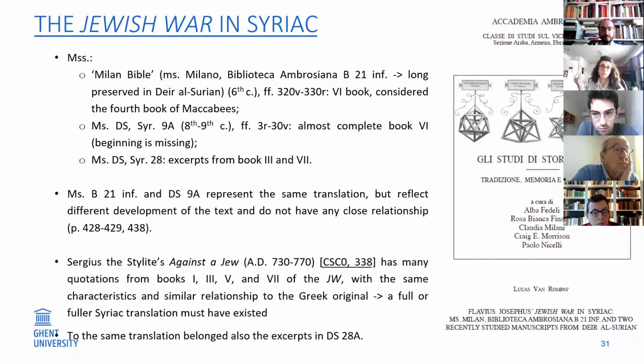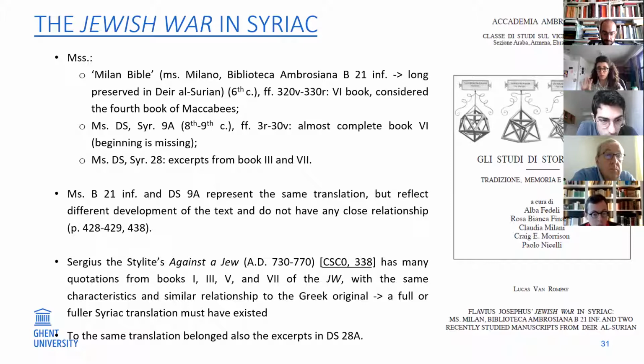The Jewish War in Syriac is extant in two manuscripts, the Milan Bible and another manuscript of Dayr al-Surian, and they both have book 6 of the Jewish War. They both seem to represent the same translation of book 6. Van Rompay here took up an argument of Hamann, the editor of Sergius the Stylite against the Jews. Both Hamann and Van Rompay said that the work of Sergius hints that more than only book 6 was translated into Syriac, because Sergius has quotations from books 1, 3, 5, and 7.